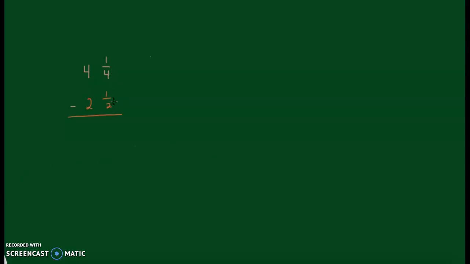Looking at the denominators, my first thing I need to do is find a common denominator. So I'm going to find my multiples of 4. So 4, 8, 12, 16. And then I'm going to find my multiples of 2: 2, 4, 6. And I can stop there because 4 and 4 are the same. So my new denominator, or the denominator I'm going to use for a common denominator, is 4.